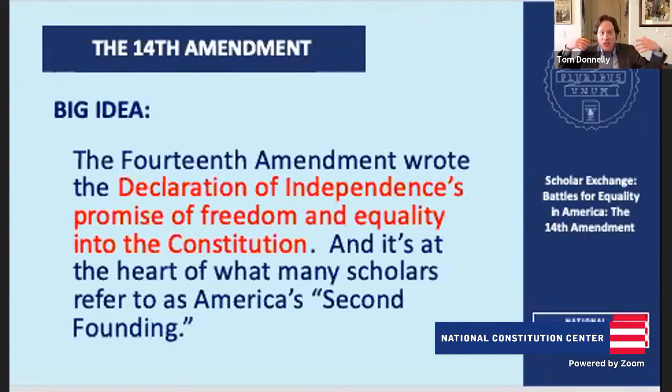Absolutely. If there's just one idea, I think it's that the 14th Amendment transformed the Constitution forever. And how did it transform it? Well, it wrote the Declaration of Independence's promise of freedom and equality into the Constitution. And it's at the heart of America's second founding.